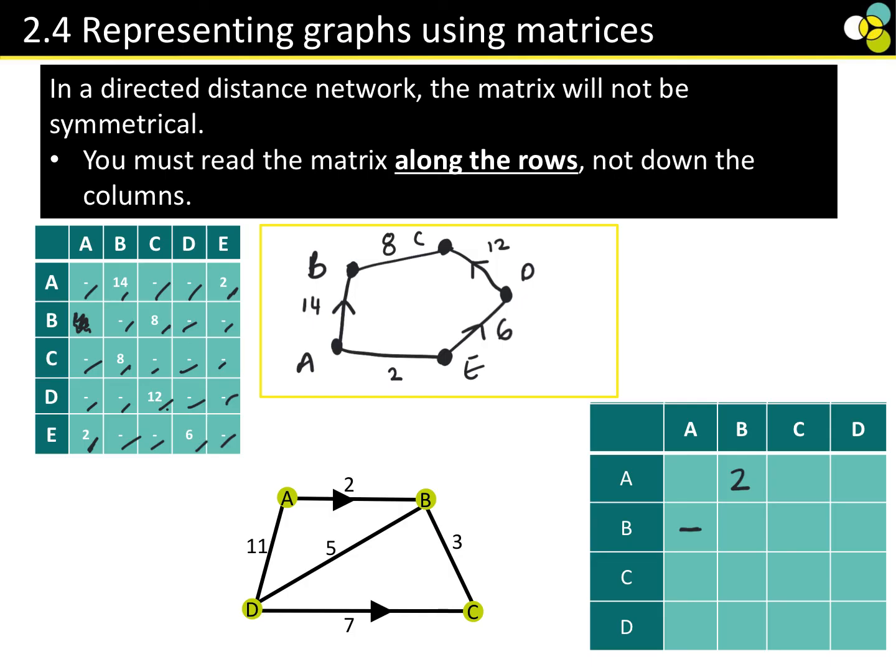Okay, and then similarly, A just goes to B and D actually. B doesn't go to B, B goes to A, but it's the other direction, so it doesn't count. B goes to C for 3, and B goes to D for 5. C goes to B for 3. C does not go to C, and C does not go to D. D goes to A for 11, D goes to B for 5, and D goes to C for 7.